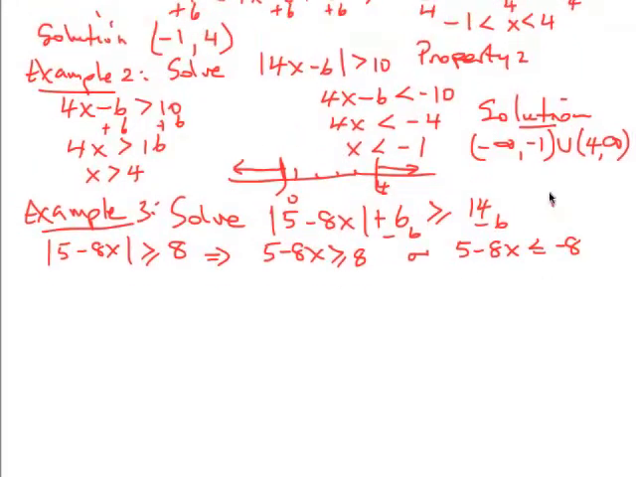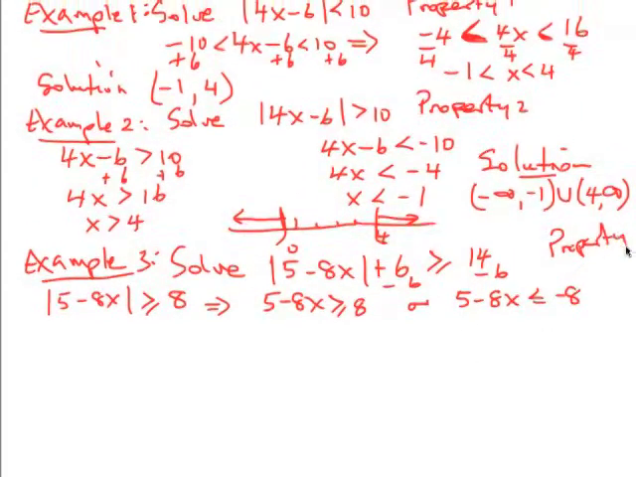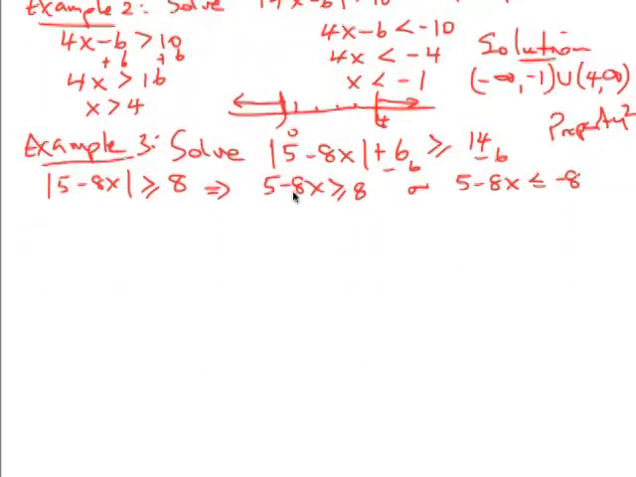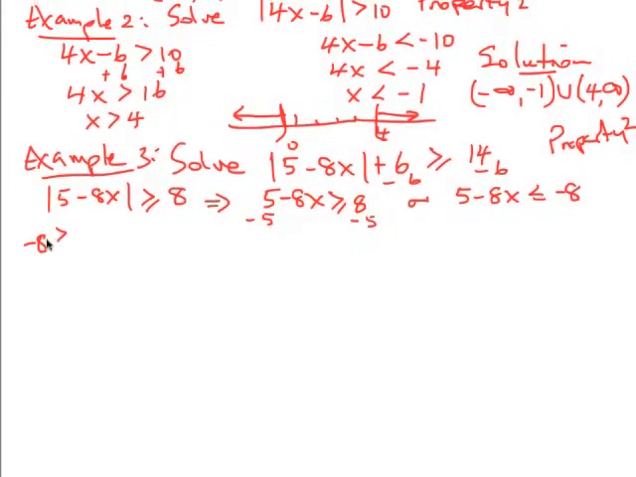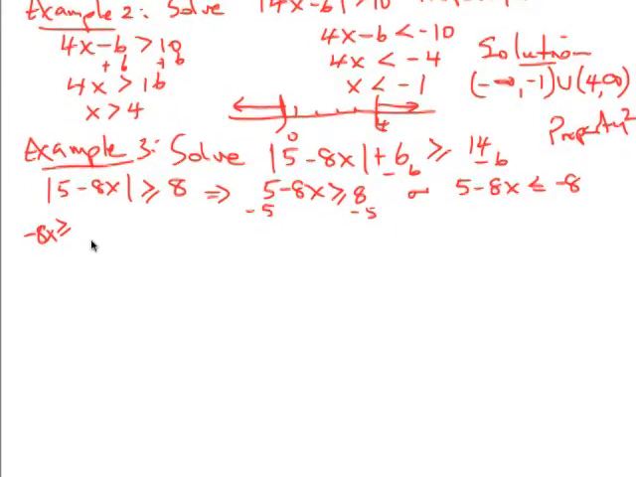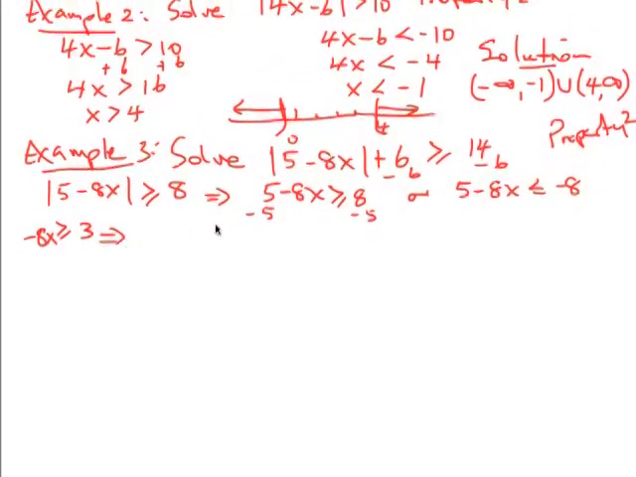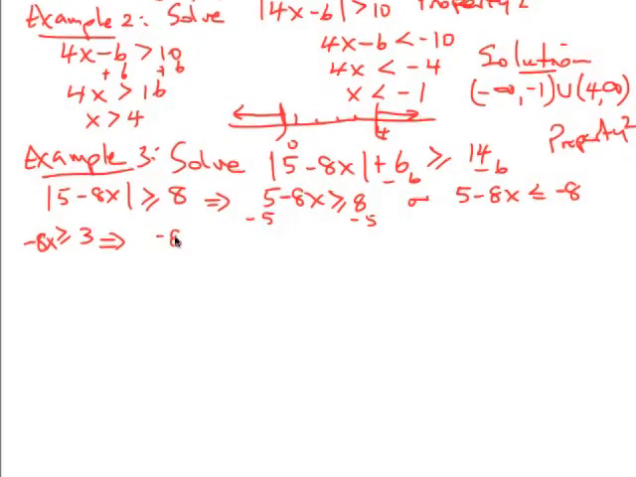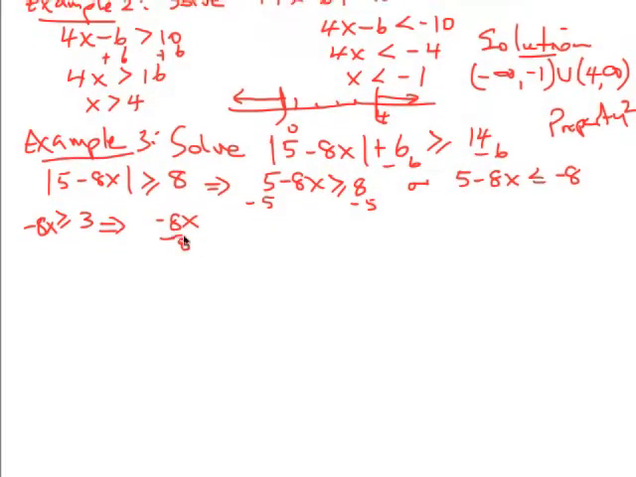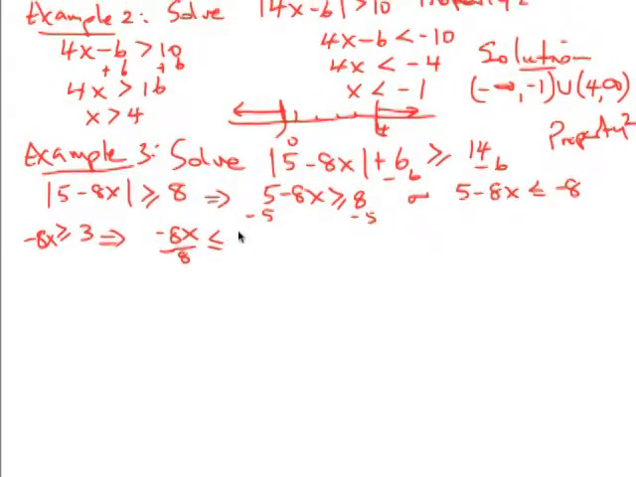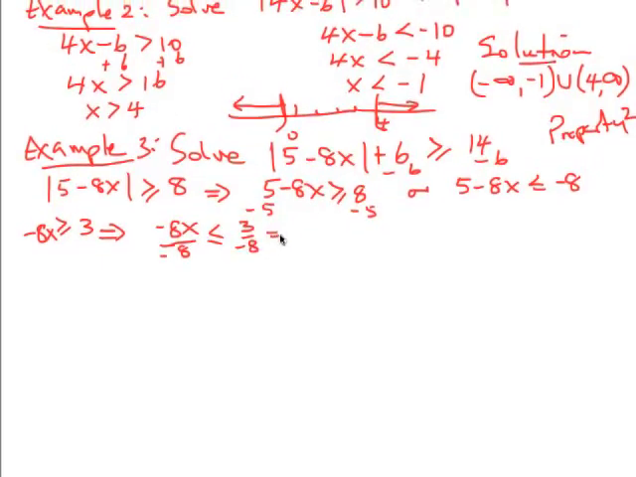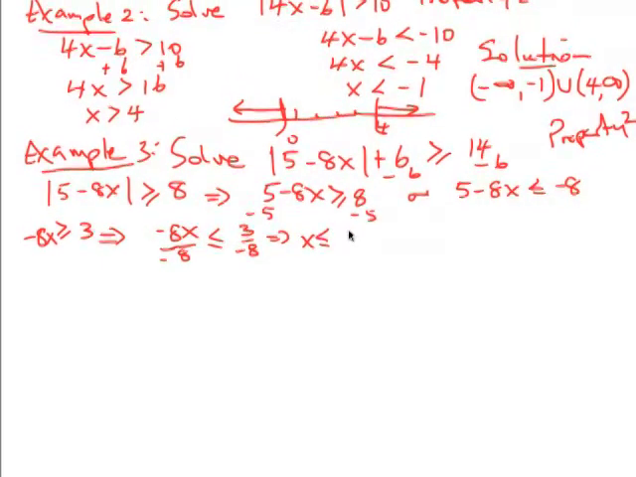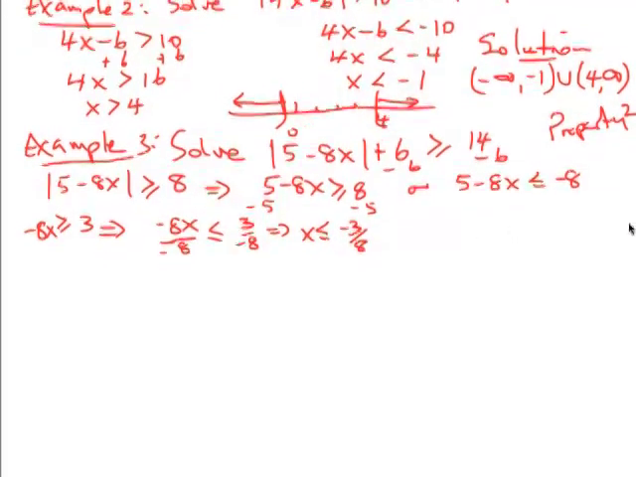Like so. So it's property 2 again. Let's look at this one. We subtract 5 from both sides. So I'm going to have negative 8x is greater than or equal to 3. Notice we have a negative here, so this implies that negative 8x divided by negative 8 is going to be, we switch around the inequality, 3 over negative 8, which implies that x is less than or equal to negative 3/8.